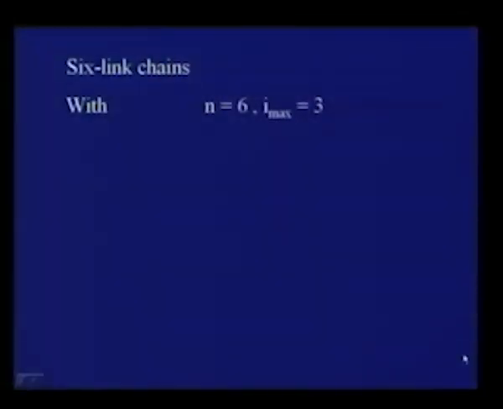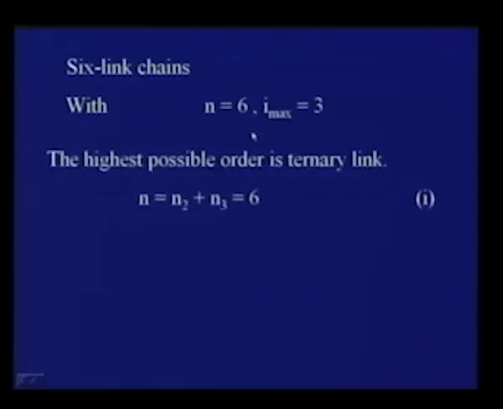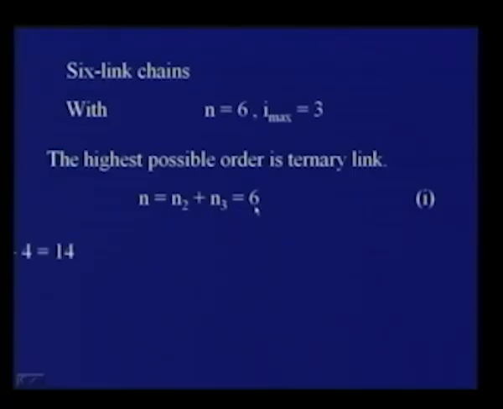With a 6 link chain, we have n equal to 6, that is i max is n by 2, that is 3. So the highest possible is a ternary link. So a 6 link mechanism consists of binary links and ternary links. So the total number of links n equal to n2, that is the number of binary links, plus n3, that is the number of ternary links, is equal to 6.